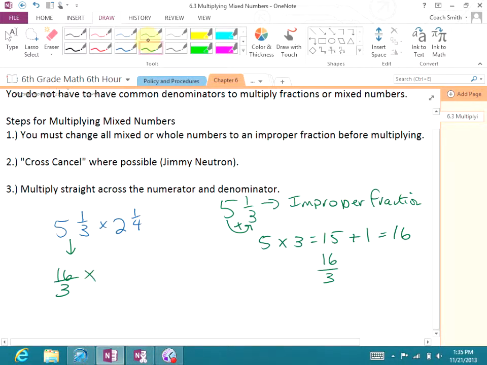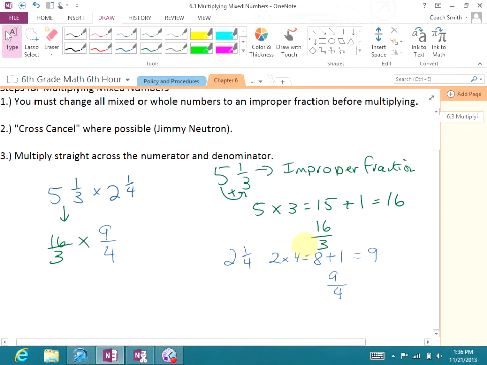Then I have to do the same thing to 2 1/4. I'm going to take 2 times 4, which is equal to 8. Take 8 and add the numerator 1 to it. That makes 9. And so that's 9 over 4. I'm going to stick it there.